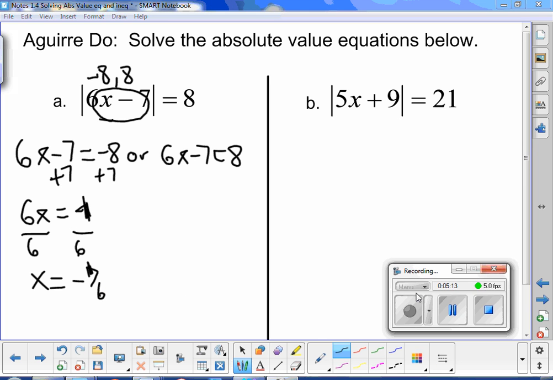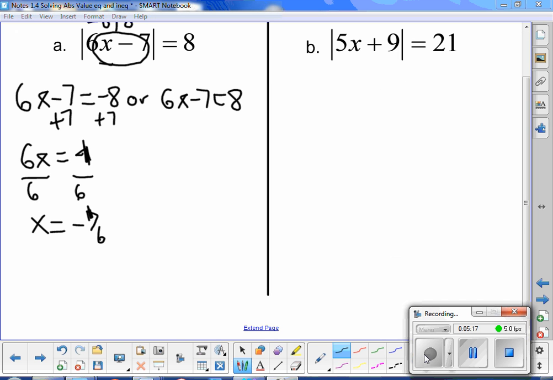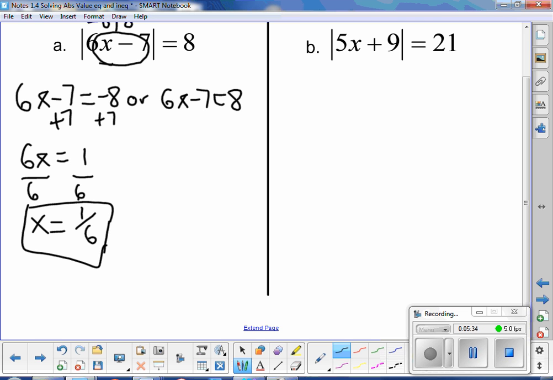So hold on. Pause. Okay, so I'm trying something different now. Hopefully this works. So let's erase that and make it a little nicer. 1 divided by 6, that's 1/6. That's one of your answers.